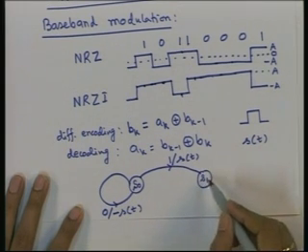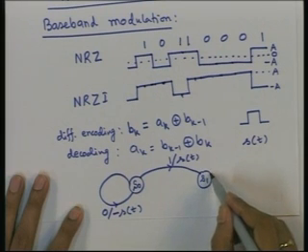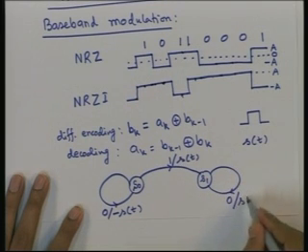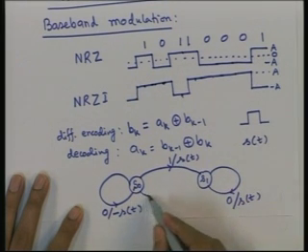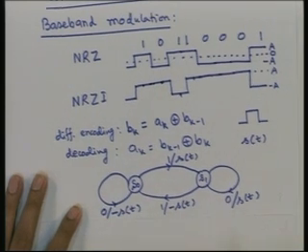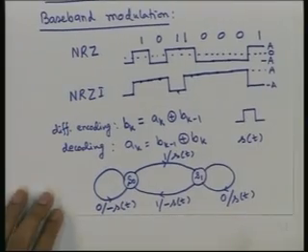Similarly, if it is in the higher state and it receives 0, the state will not change and it will transmit st. If it receives 1, it will change the state and it will transmit minus st. So, this is the state transition diagram of the encoder.